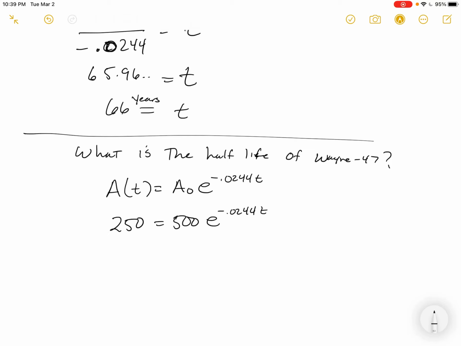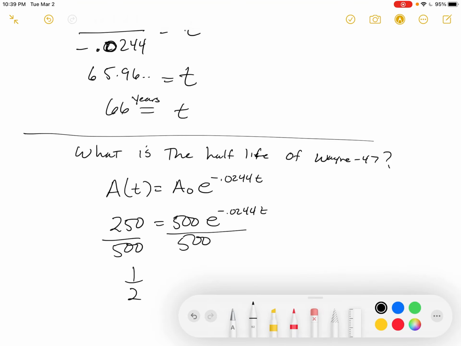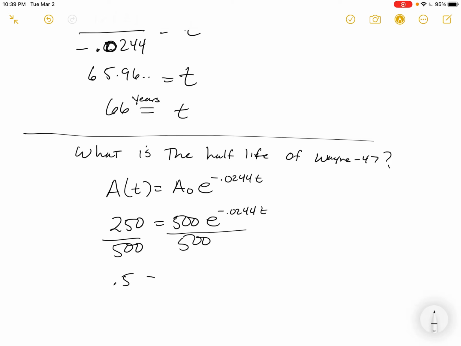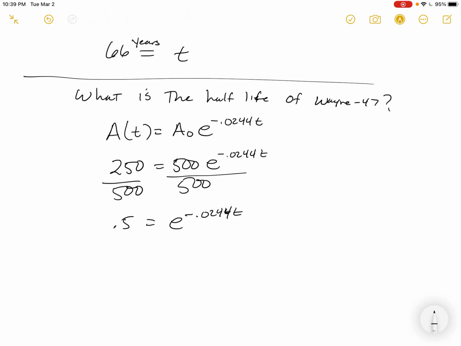Half of it is 250. So it's just like the last problem. Now, it wouldn't have mattered if I started with 500 or a million. Whatever number I pick for half, the very next step is to get e all by itself. That's how you solve exponentials. You get the value by itself. And we get 1/2. For the sake of writing, though, I'm going to write that as 0.5 is equal to e to the negative 0.0244t.